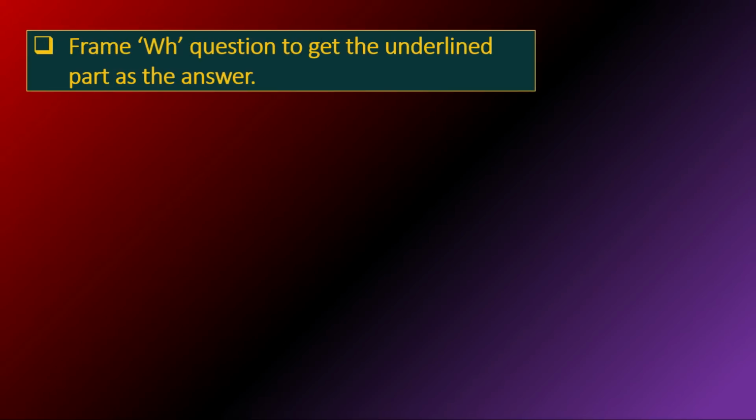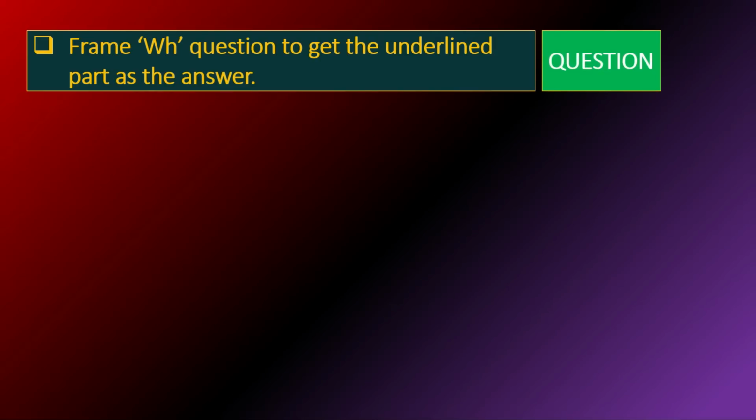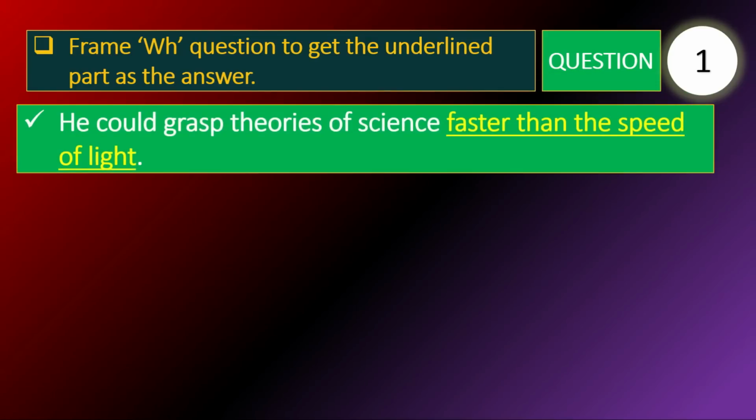Now, let's try to frame WH questions to get the underlined part as the answers. This is question number 1. Look at this here. He could grasp theories of science faster than the speed of light. Here the underlined part is faster than the speed of light. Now we can easily understand that this underlined part is telling us about the manner of action. I mean, in what way the action took place.